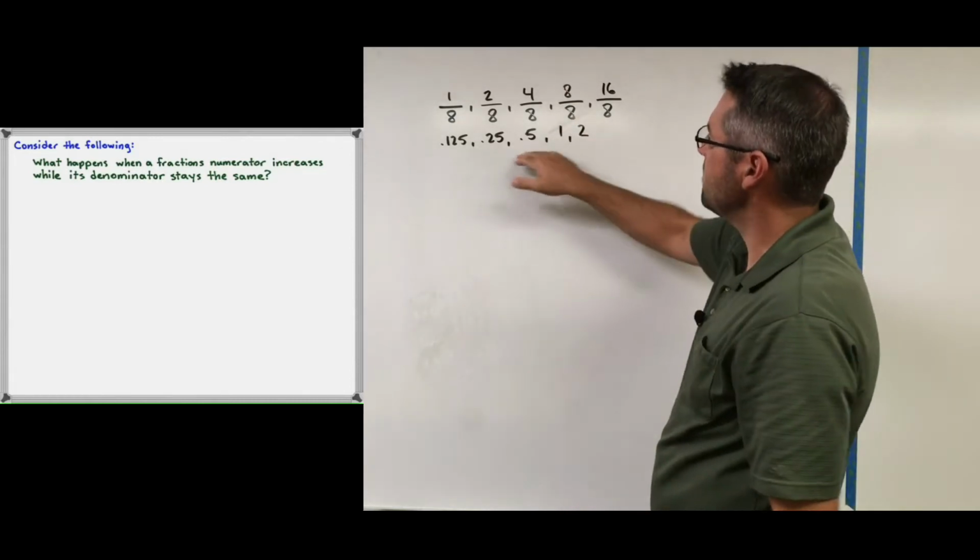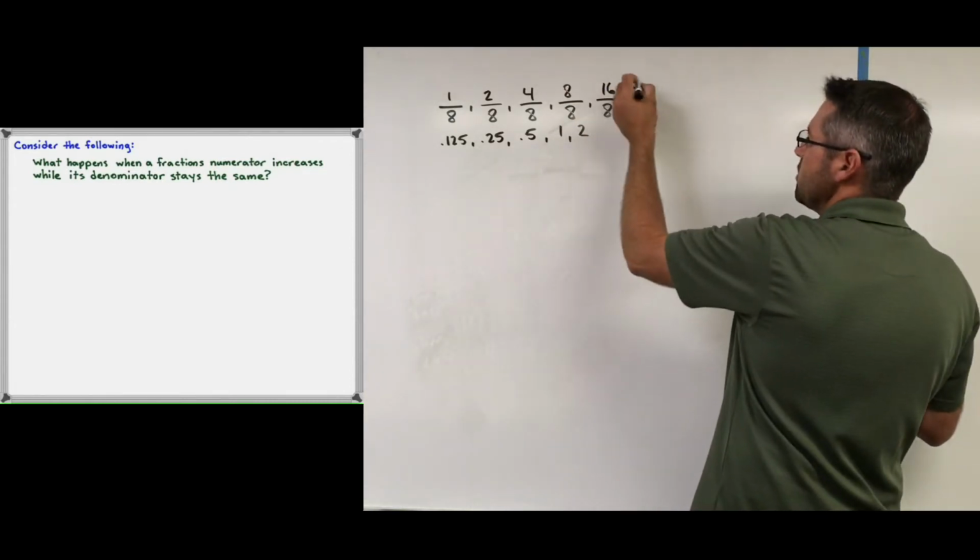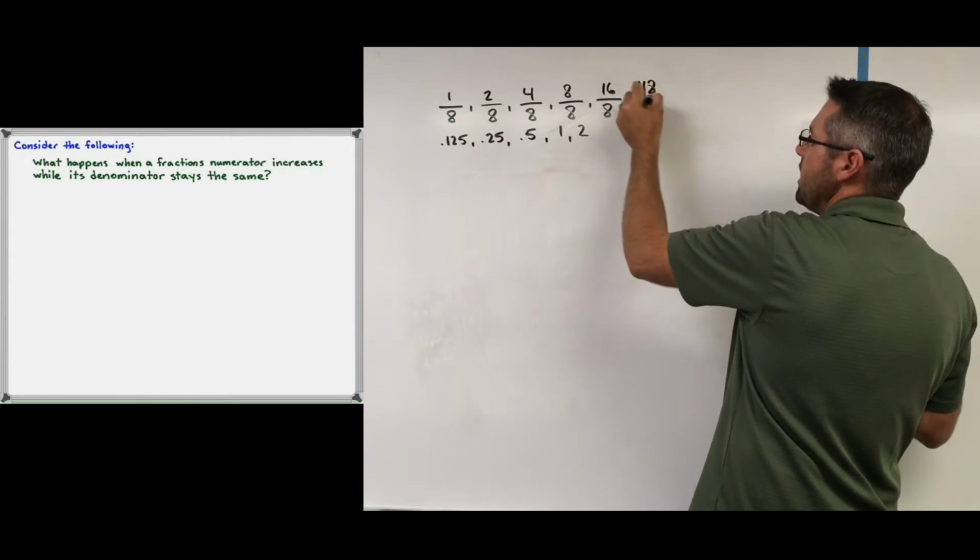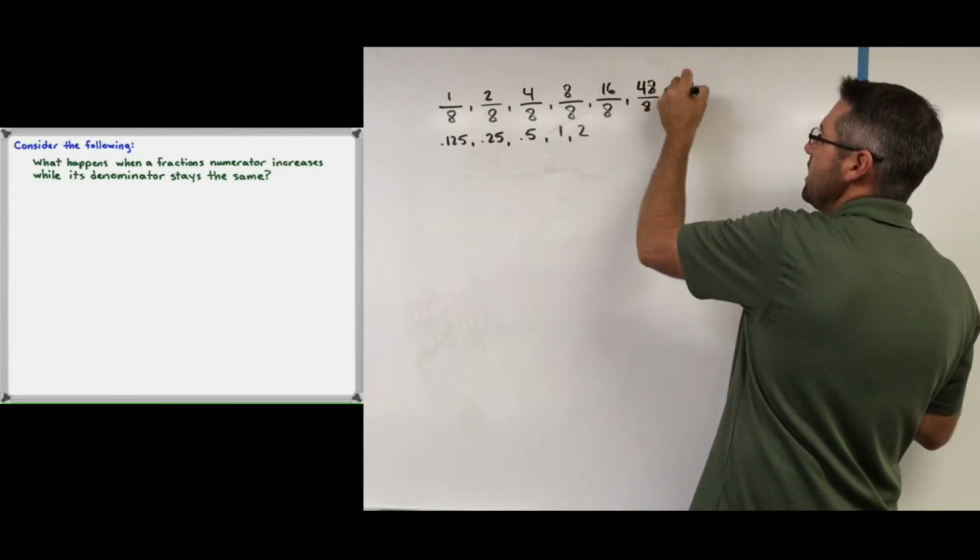So we can see something happening here. Let's keep going. Let's make this bigger and bigger and bigger. Let's say this is 48/8. Let's say it's 80/8.